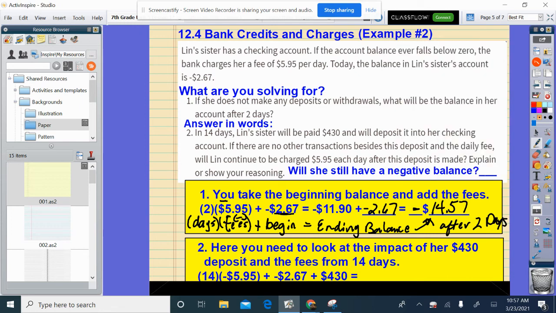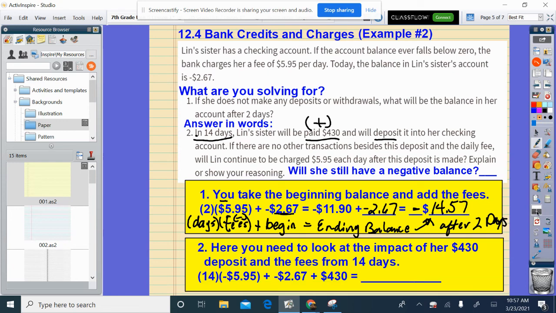Now, in the second question, in 14 days, she will be paid $430. That's a positive. That's like a deposit, as we got from our vocab for the day. If there are no other transactions besides this deposit and the daily fee, will Lynn continue to be charged $5.95 each day after this deposit is made? And also, will she have a negative balance? Let's take a look at that now. Again, we take the number of days, multiply it times the fee, which is a negative $5.95, plus the beginning balance, plus the deposit.